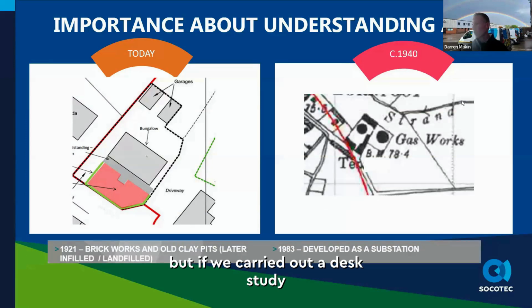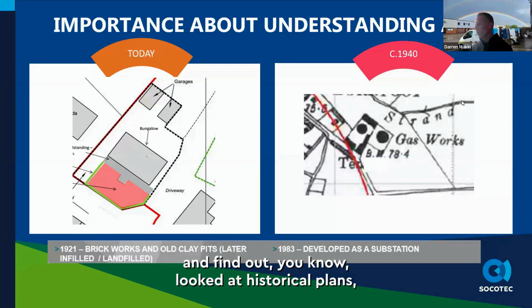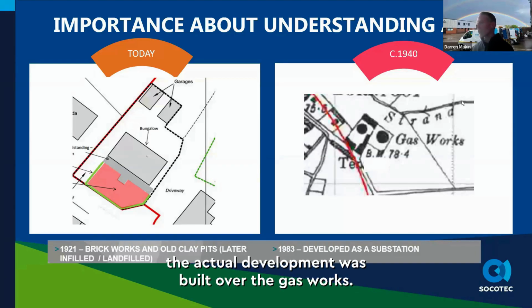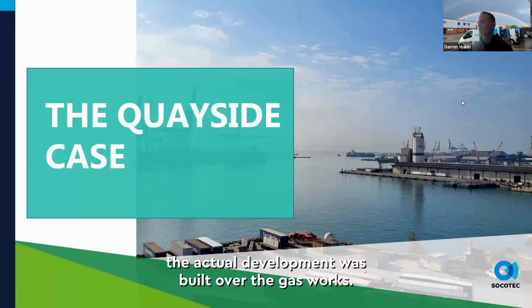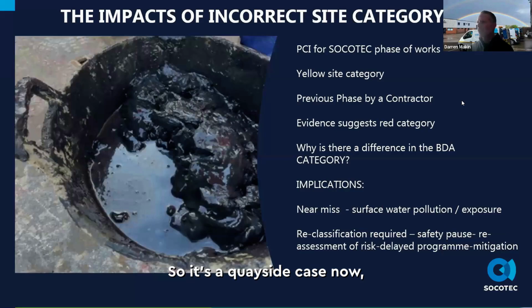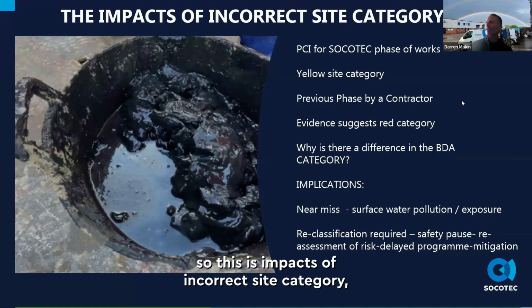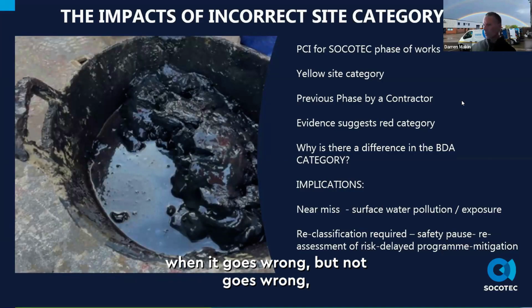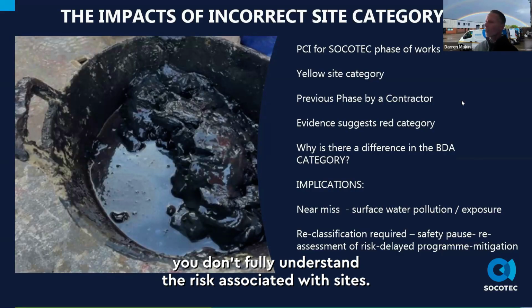But if we carry out a desk study and look at historical plans, the actual development was built over the gasworks. So this is a key site case now. This is the impact of an incorrect site category, when it goes wrong: you don't fully understand the risk associated with the site.